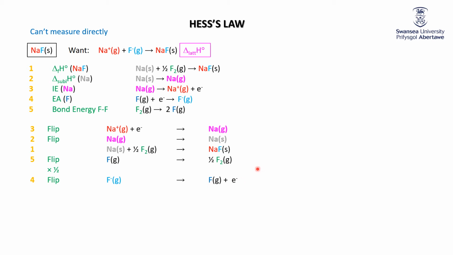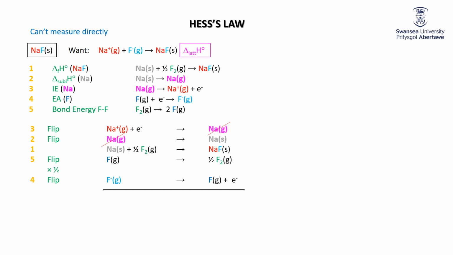Okay, now if I look at this whole thing here, just by visualizing it, there's my Na plus gas that I wanted on the left, there's my F minus gas that I wanted on the left, there's the NaF solid that I wanted on the right, a whole bunch of other stuff, but as we add it up, you'll see that that cancels out. The Na gas cancels.